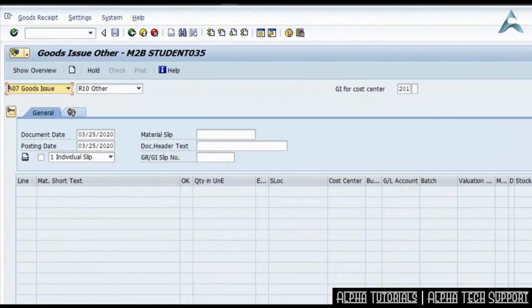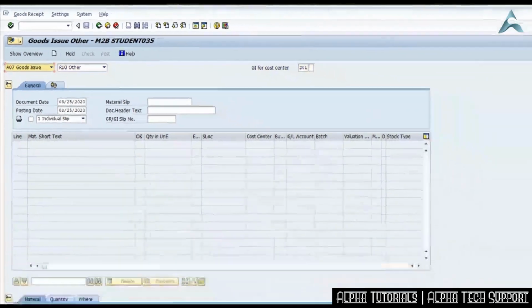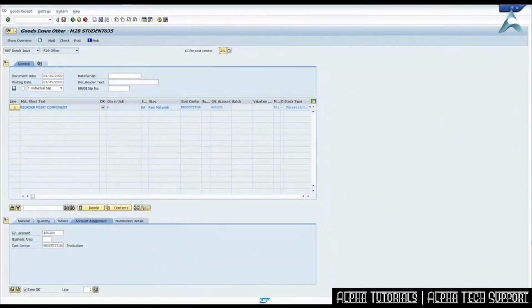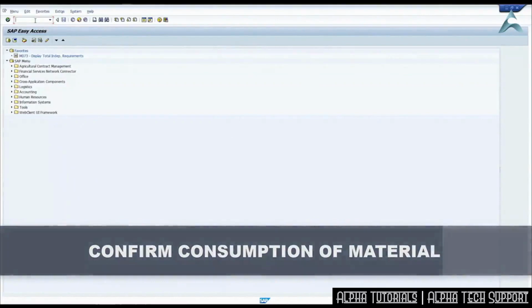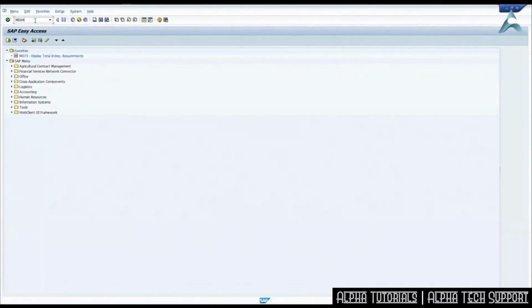To do that, I'm going to do a goods issue, movement type 201, with a goods issue to a cost center. At this point, I have told SAP that I have used or I intend to use in the near future 6 eaches of this particular material, and I'm charging the cost of that to the production cost center. At this point, we will go look at the planning situation one more time before we run MRP, and we will do that using MD04.